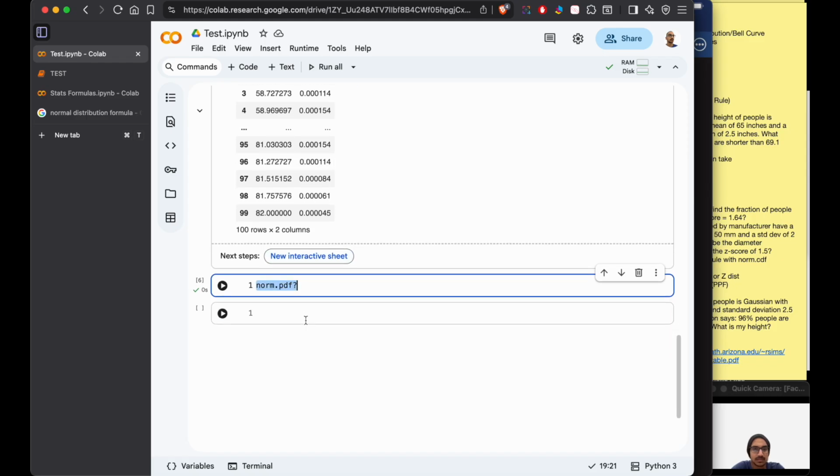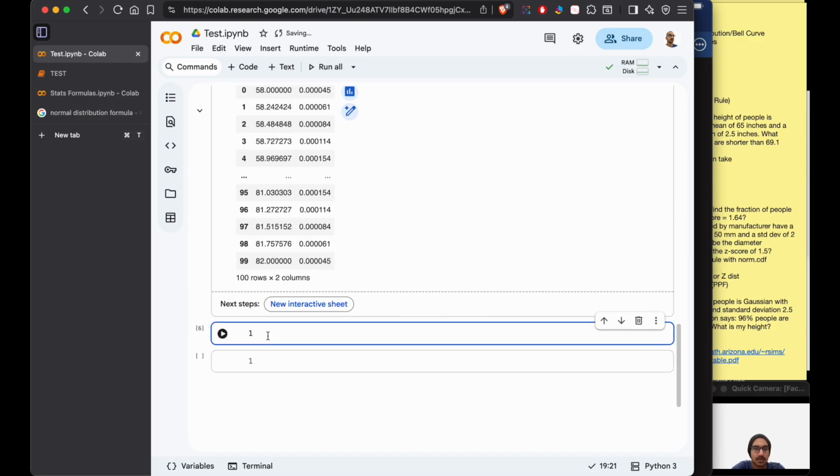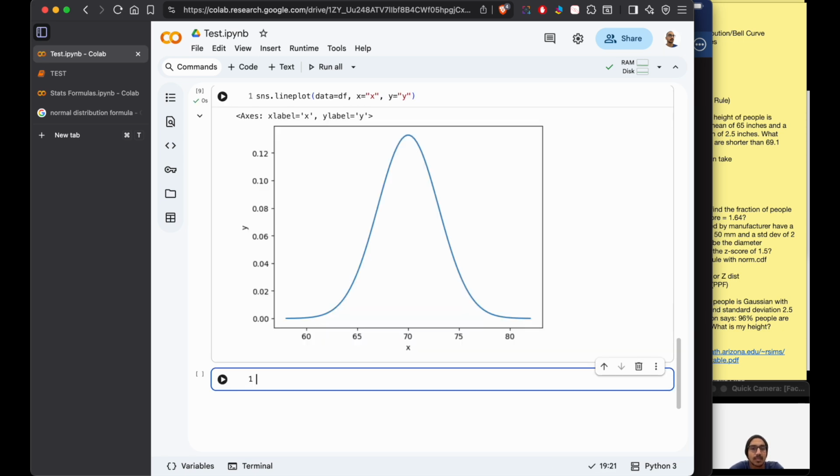Now all I have to do is just sns.lineplot, and I pass the data as the data frame, if I'm not wrong, x equal to the x column, and y equal to the y column. And that is our bell curve. It's just a demo, nothing too fancy here.